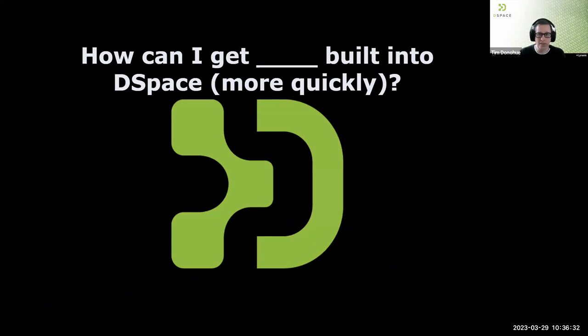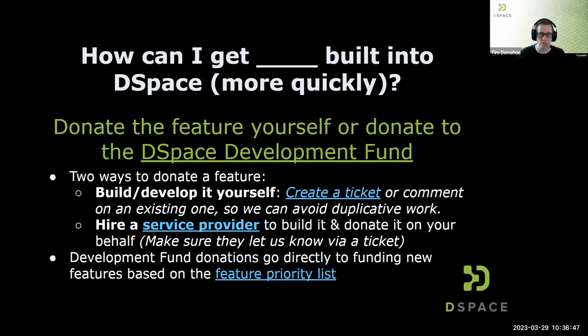So if you're interested in getting things into DSpace more quickly, if there's a bug you're noticing, if you're running into some issue or you're missing a feature that you really need and you want to get it built into DSpace more quickly, the ways to do that are, first off, I keep mentioning the development fund, you can help through that, but you also can build or develop things yourself. If you have a developer on staff or if you yourself are a developer or you found the bug and you also know how to fix it, you can create a ticket or comment on an existing one if there's one there and help us out by sending us a pull request in terms of your development and what we can review and get put into the system so you can build it yourself.